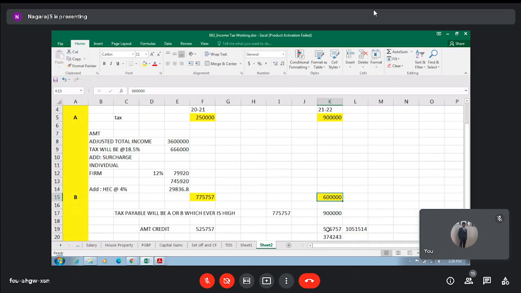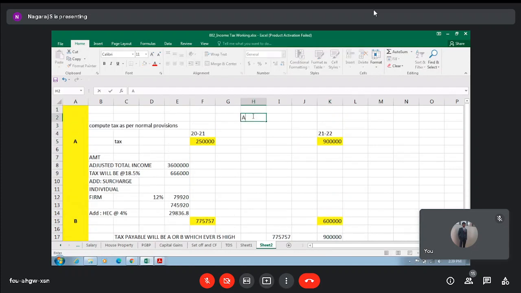These many questions they can frame in this chapter. The same logic is applicable for MAT also. MAT, minimum alternate tax, that one. This is alternate minimum tax, that is minimum alternate tax. What is the tax rate for the minimum alternate tax? MAT tax rate is how much? 18.5%. MAT tax rate 18.5%. Keep it somewhere.